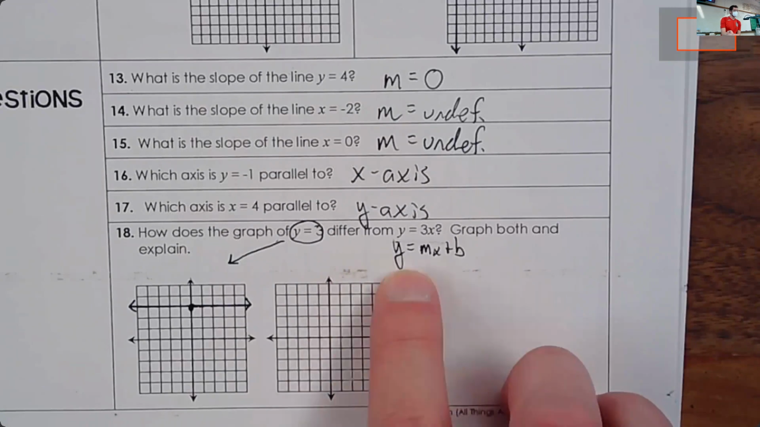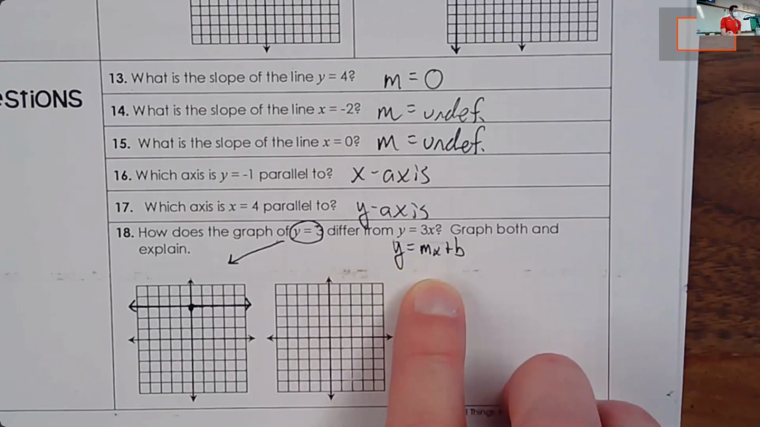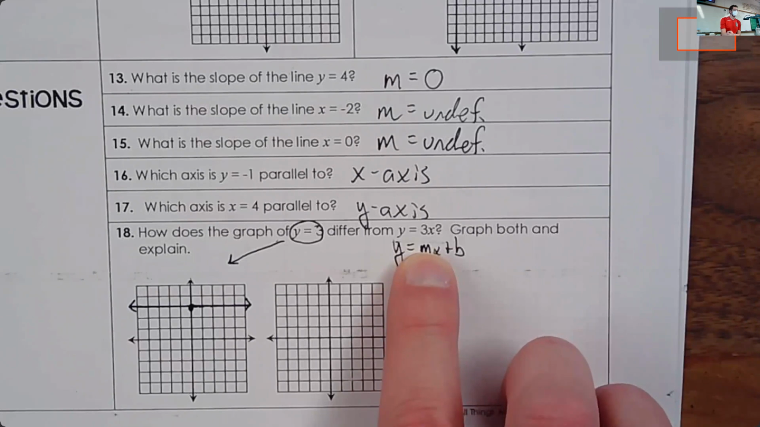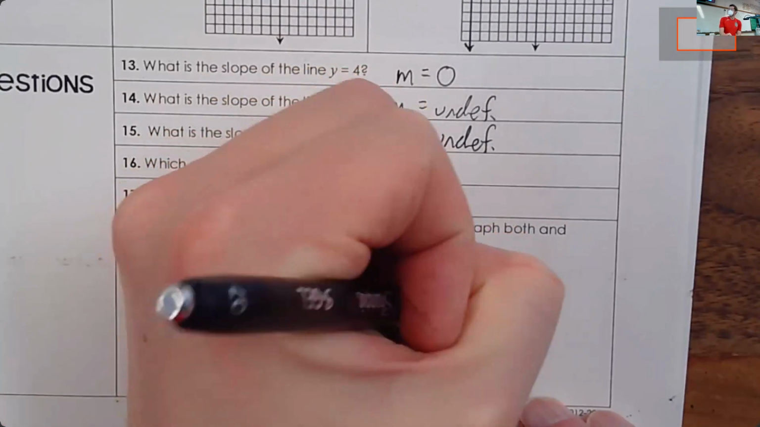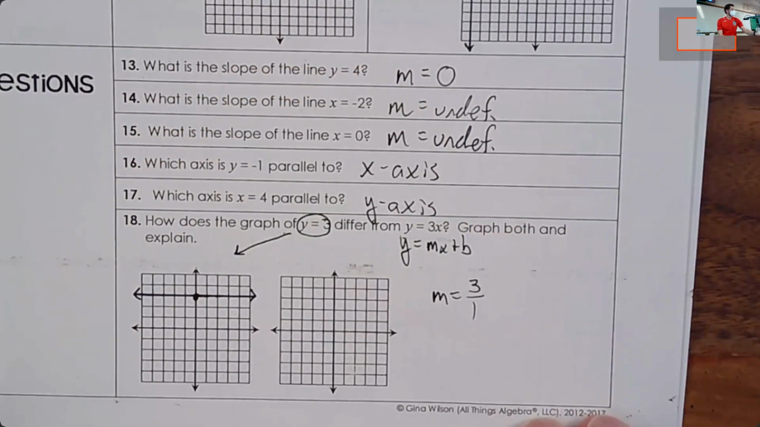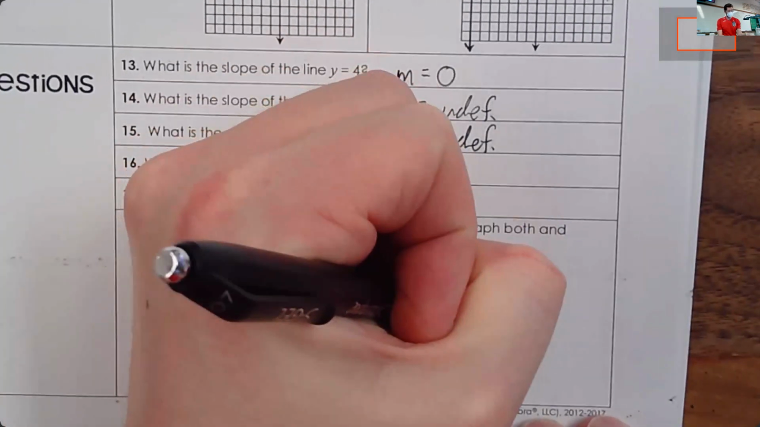We've been graphing a lot of things like this recently, right? Y equals mx plus b. What does m stand for? What's the slope of this line? 3, yeah. And as a fraction, that would be 3 over 1. We have a slope on this one of 3 over 1, which means up 3 and over 1.